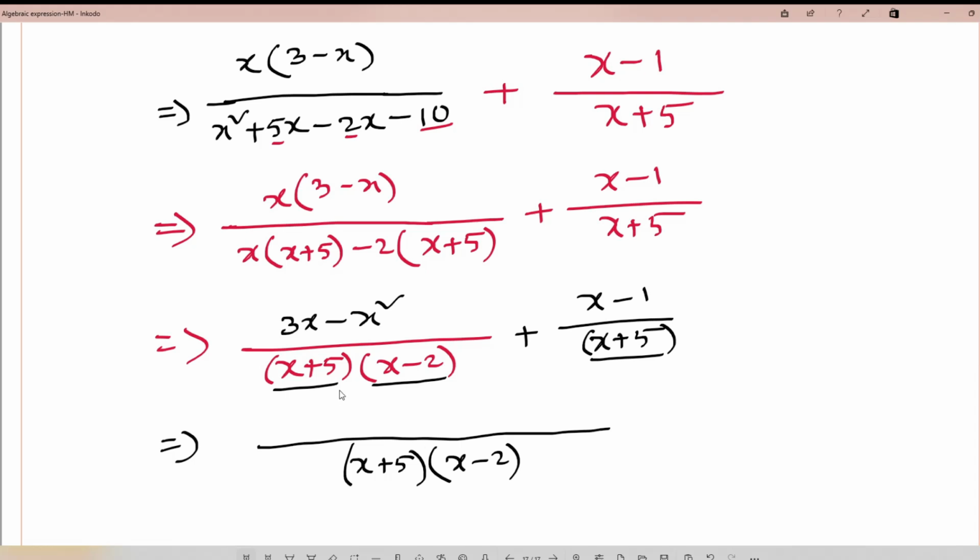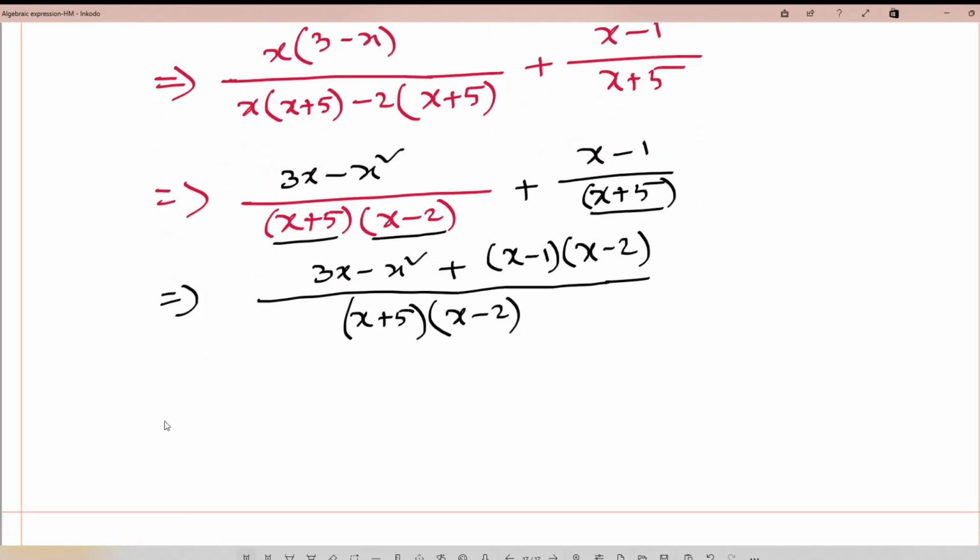So here we can write 3x minus x square plus, if we divide (x plus 5) into (x minus 2) by (x plus 5), we will get x minus 2. So here is (x minus 1) into (x minus 2). Till here, hope you understand everything. Now look, here is (x plus 5) and (x minus 2).